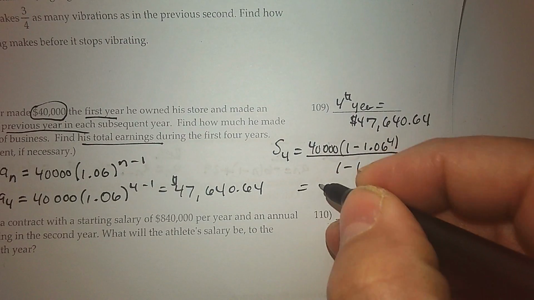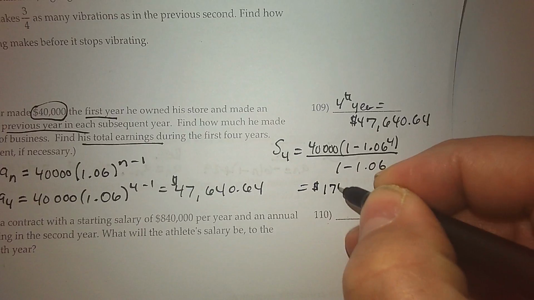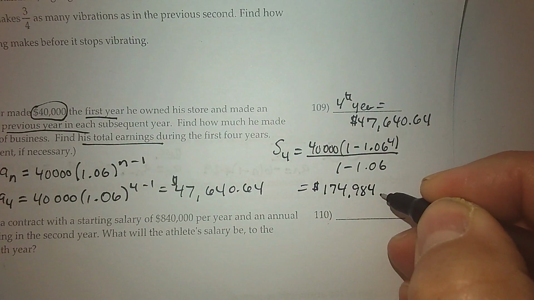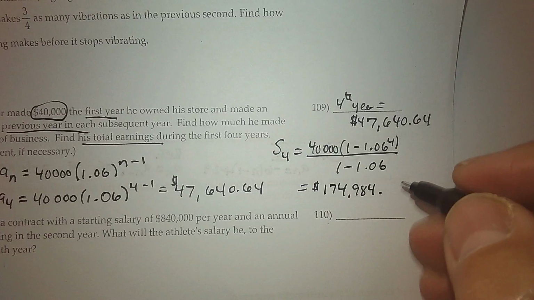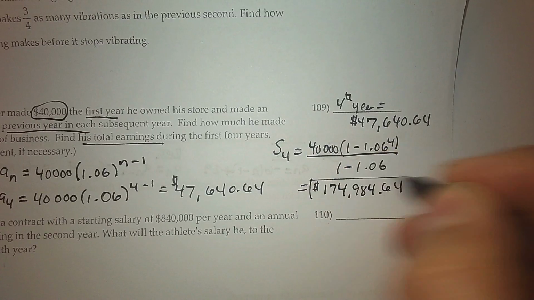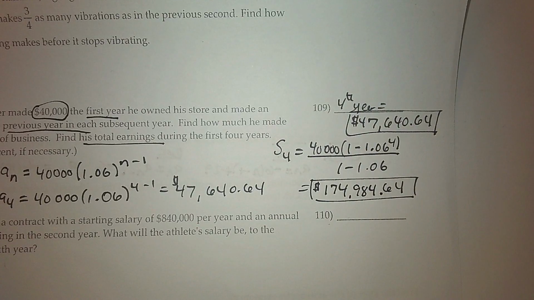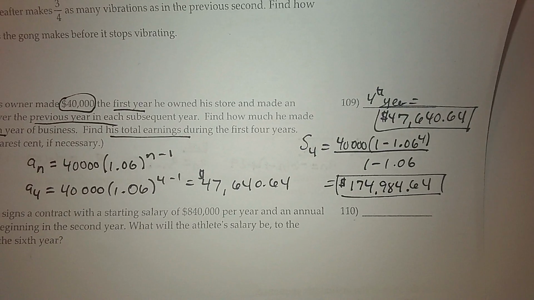And I get the answer, $174,984. So the 4th year he made $47,640, and the total was $174,984.64 using both formulas. All right, here's our last one. Highway 111. Let's go.